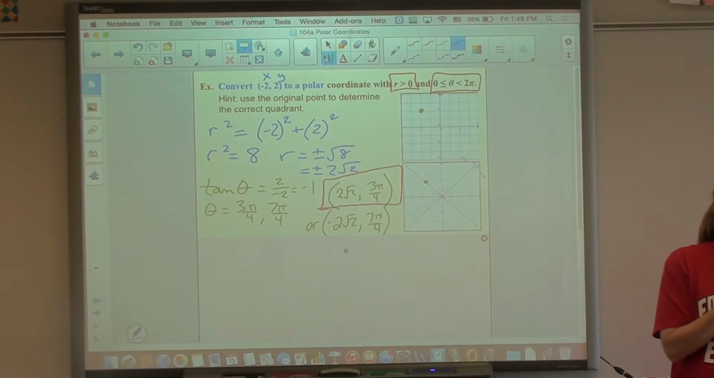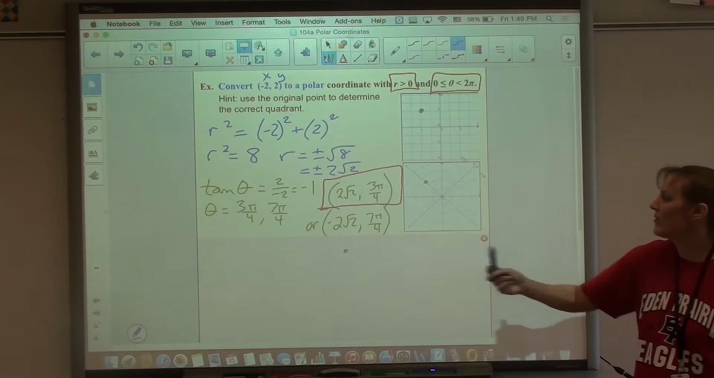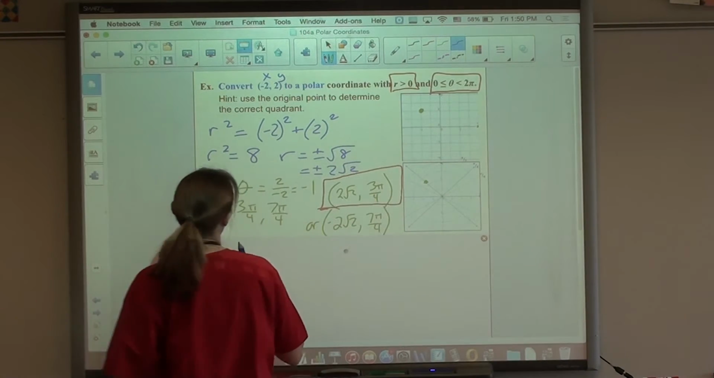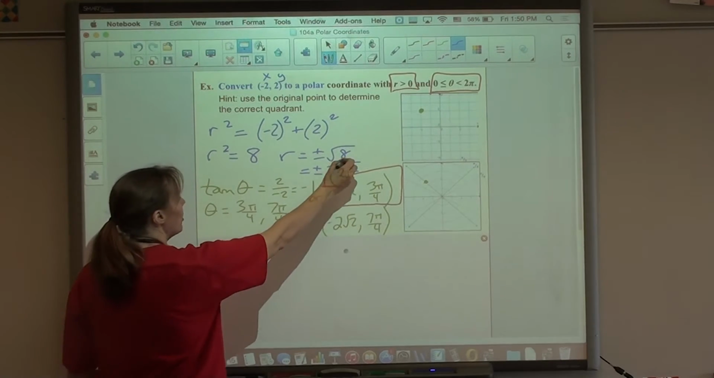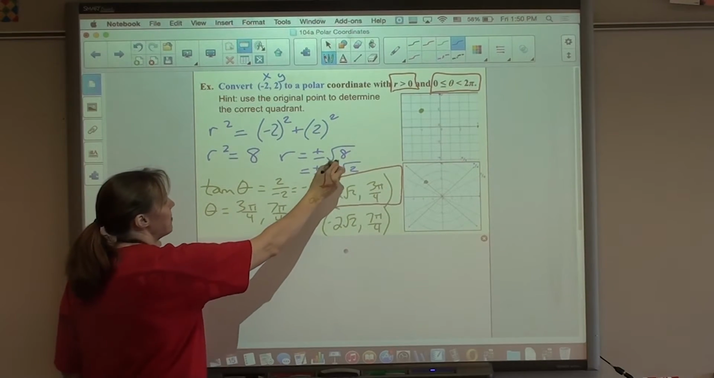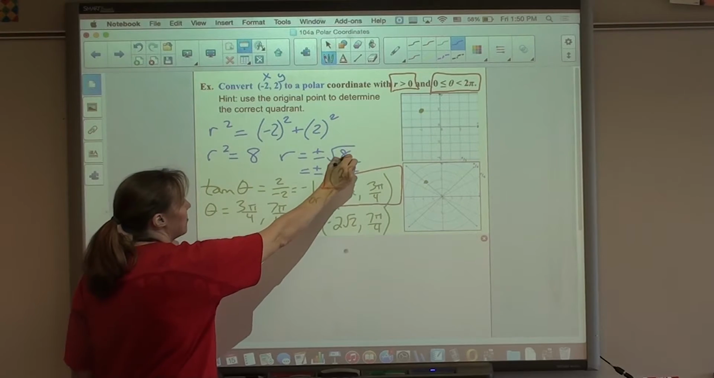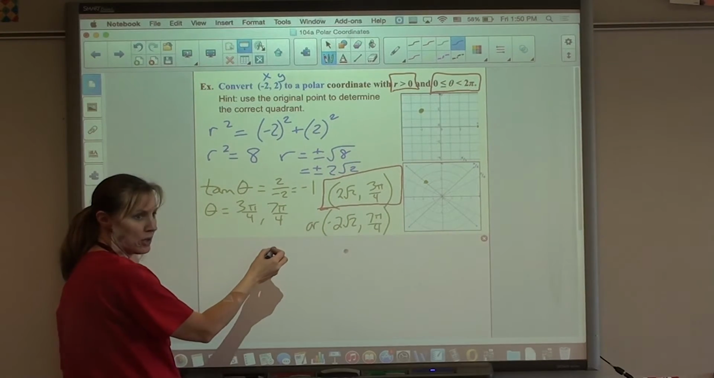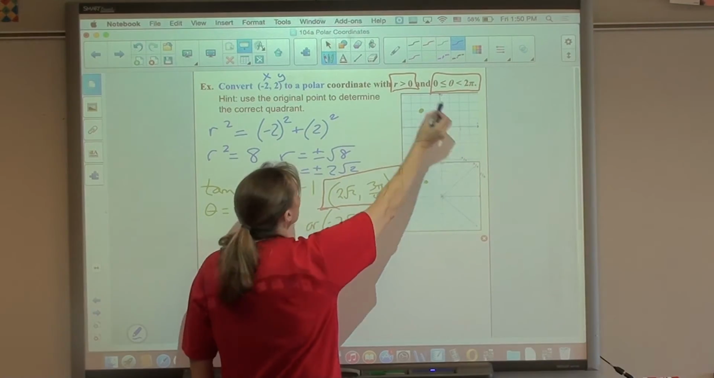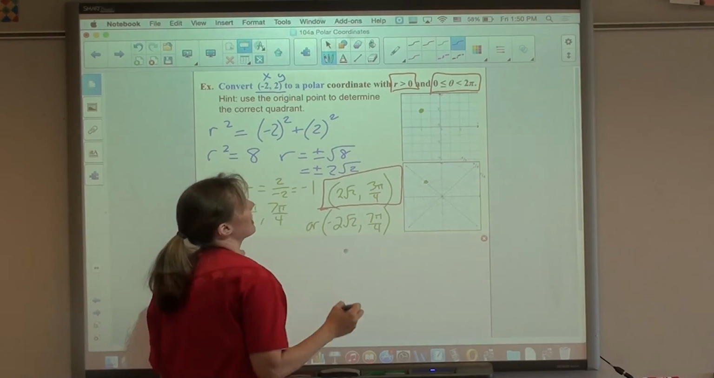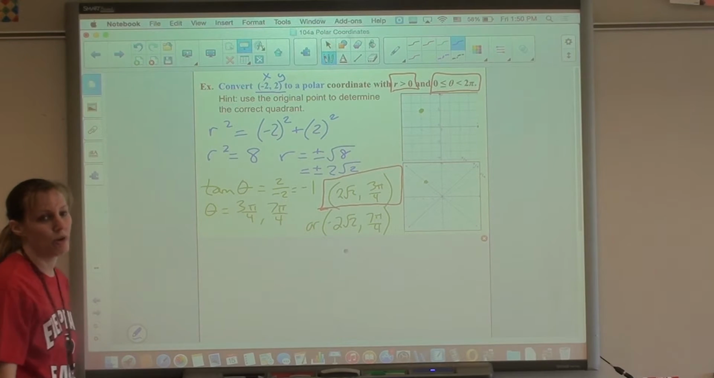So 3 pi over 4, 7 pi over 4, how did you get those two polar points? Not the angles, but the points. Oh, 2 root 2. Okay, so I put an R with each theta. Now if I put positive 2 root 2 with 7 pi fourths, I would be in the wrong spot, I'd be over here. So you have to use your original point to guide you and let you know which one to pick.